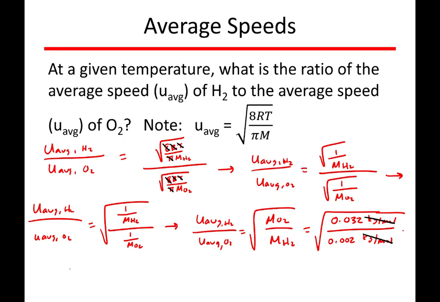And so what you're going to get is that the average speed of H2 over the average speed of O2 will be equal to the square root of 16, which is equal to 4. Meaning that at a given temperature, H2 molecules travel 4 times faster than O2 molecules. And this makes sense because H2 is so much lighter than O2, so it should travel faster at a given temperature. As I mentioned before, this result, that the ratio of the average speeds will be equal to the square root of the inverse of the ratio of the molar masses, will come into play when we discuss diffusion and effusion, and that's where we're going in our next video.